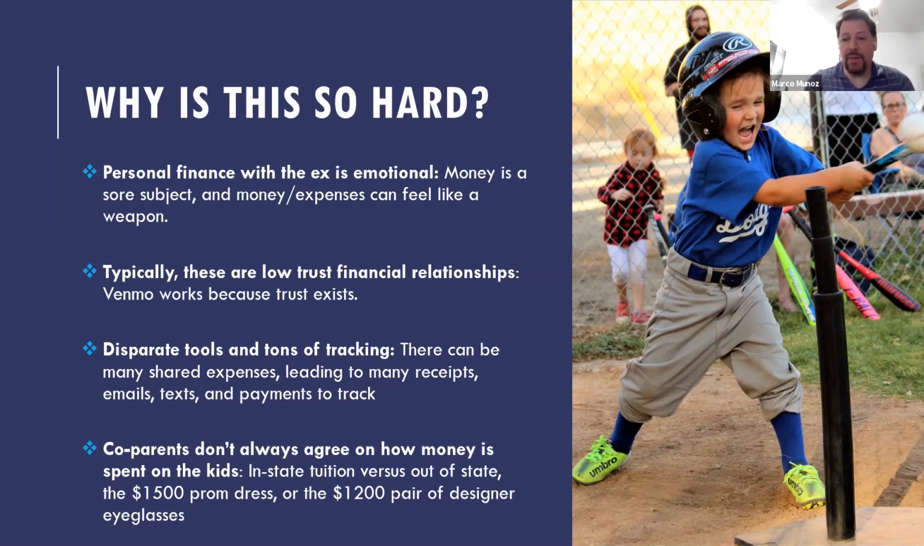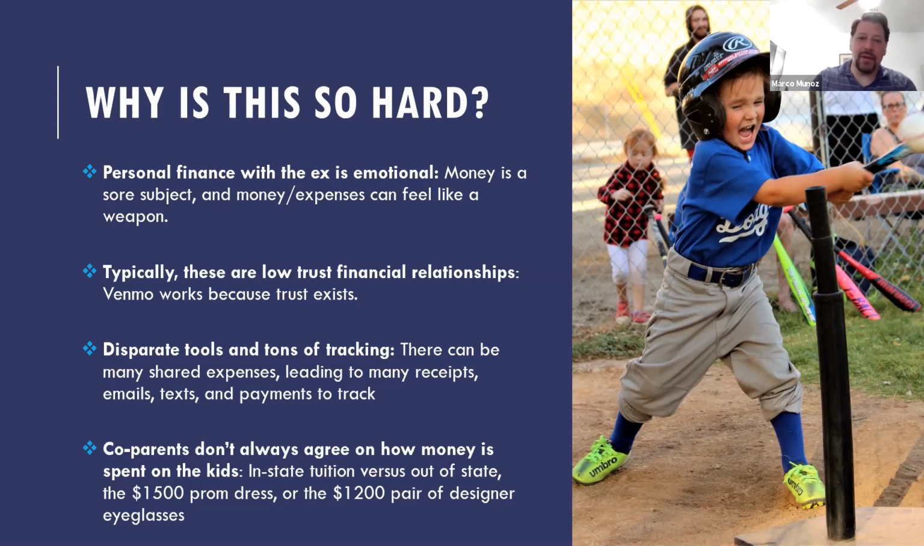Last part is we know that co-parents don't always agree, and sometimes it's philosophical. It has nothing to do with the relationship. It's just different perspectives. One really great example of that is in-state versus out-of-state tuition. Who's wrong in that discussion? That's a tough one to say. Or the $1,200 pair of designer glasses, whether that's really a legitimate expense or not. Or is the $1,500 prom dress a legitimate expense? Right. So we're not always going to have the same idea about how we spend money philosophically. So we need some way to manage through those disagreements. And that's another part of this.